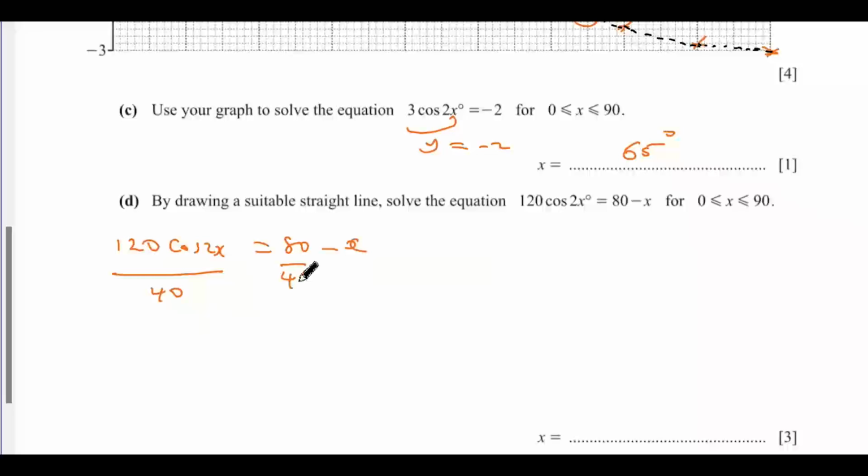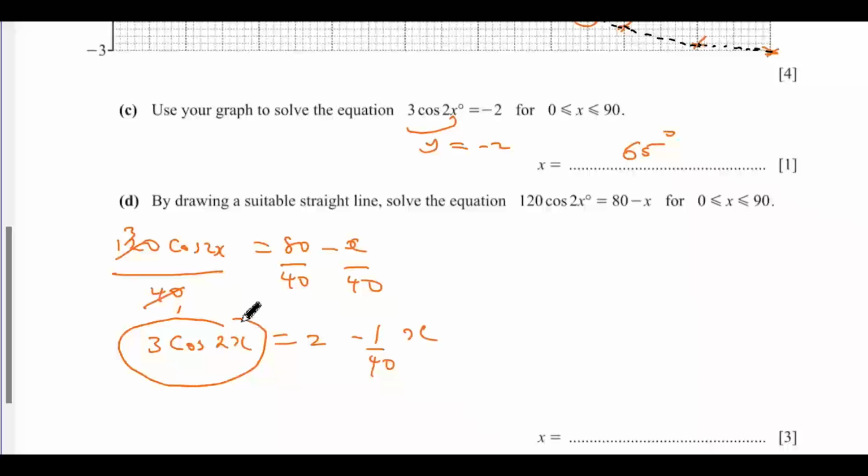Divide this by 40, divide this by 40. So 40 here gives 1, 40 here gives 3. So we have 3 cos 2x equals 2 minus 1 over 40 x. Now look at this. The left side is now y, from the given equation. So y equals minus 1 over 40 x plus 2, rearranged.